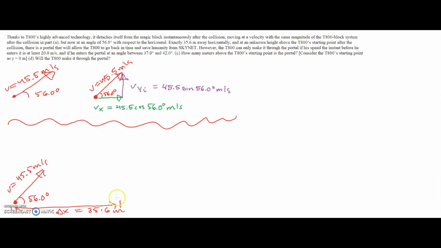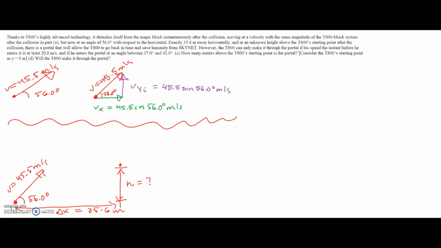Here, we don't know the height yet, but we know the portal is this dot. We're going to call this height h. We don't know what it is yet. We are assuming that T800 does hit the portal, but we just don't know whether or not he's actually going to make it through. So to figure out how high the portal is, we need to find the amount of time the T800 is in the air before it hits the portal.